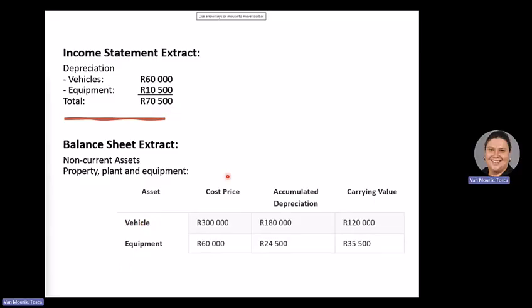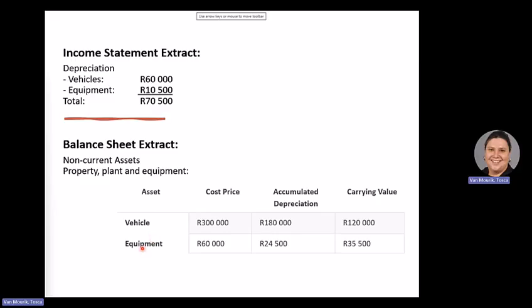For the vehicle, my cost price was 300,000. Accumulated depreciation is now already for 3 years. Remember, we purchased that vehicle on 1 March 2022, so until 2025, it is 3 years. We note it is on the straight line. So 60,000 times 3 gives me the 180,000. So my carrying value is then 120,000.